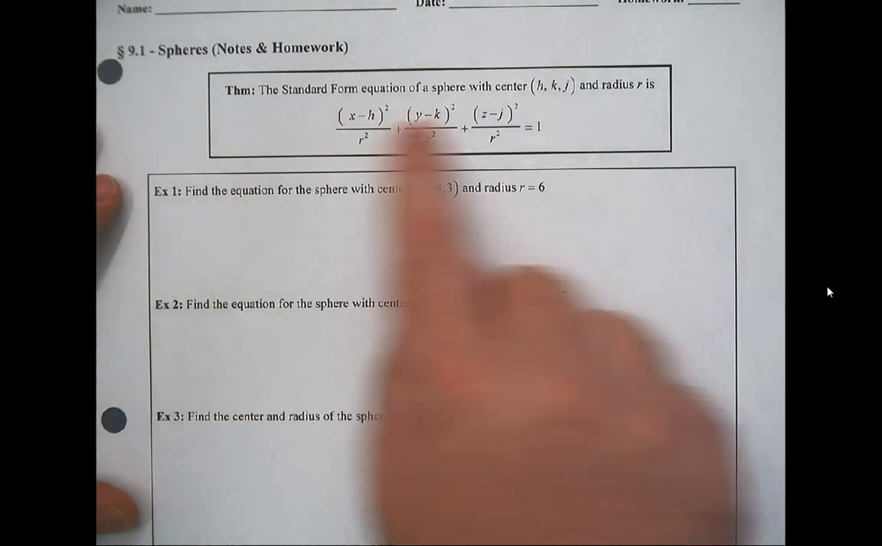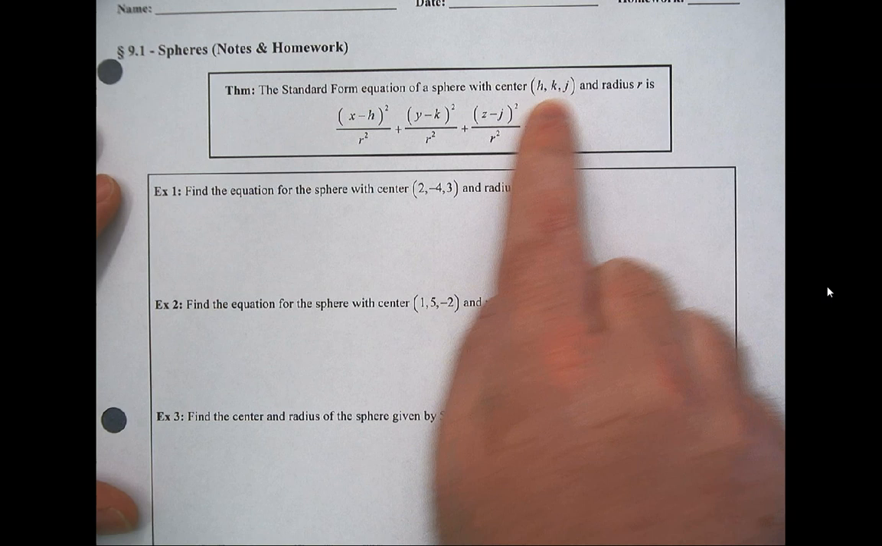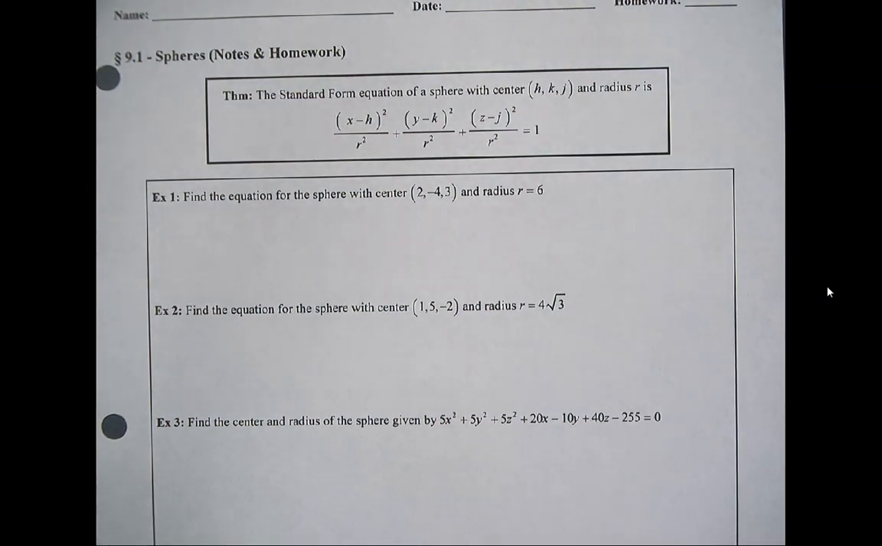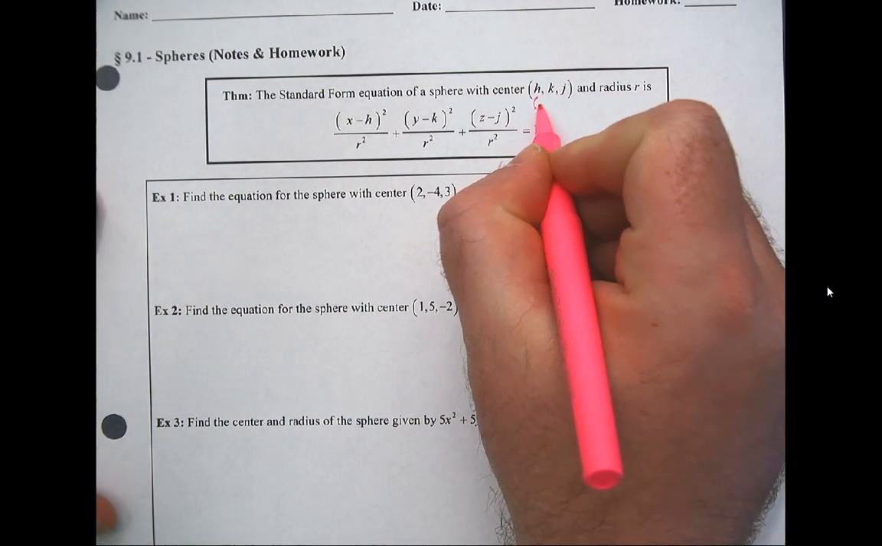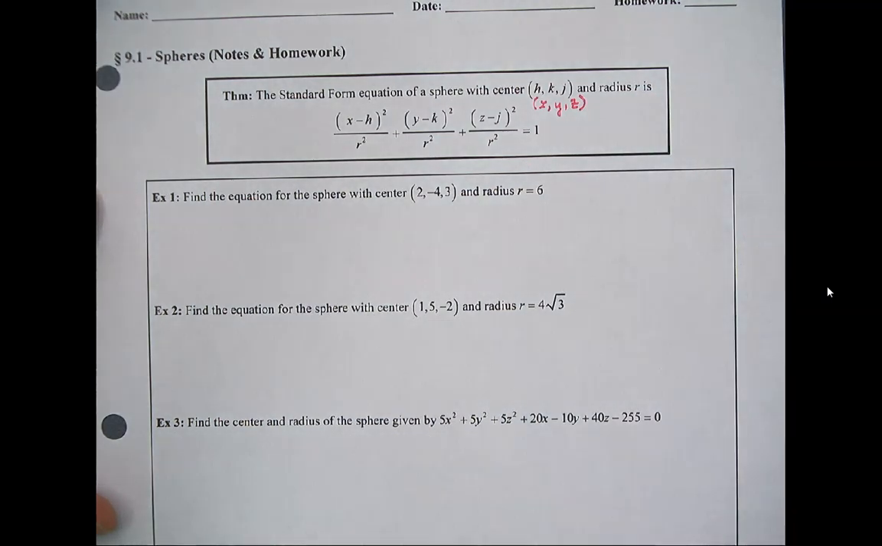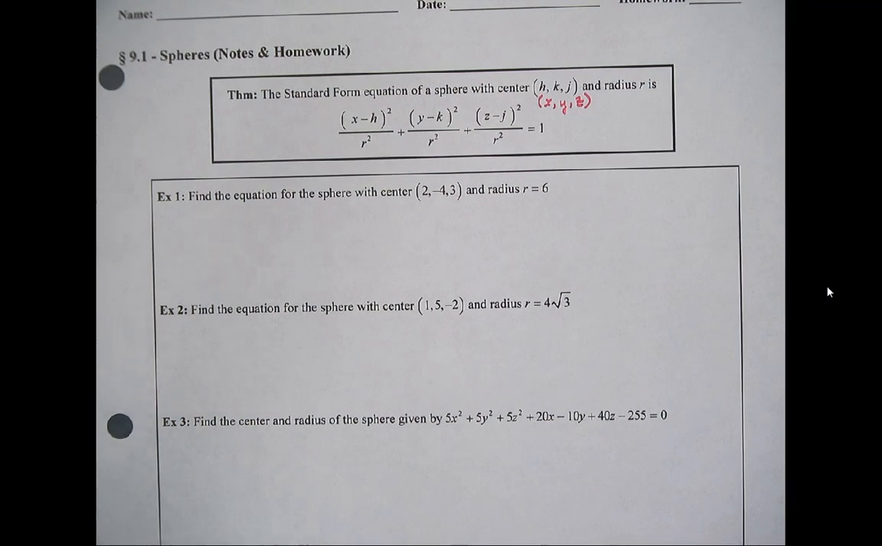So pretty straightforward. If our center is h, j, and k, let me kind of highlight that. In two-dimensional space, we have an x and a y. In three-dimensional space, we have an x, a y, and a z. So we now have a third dimension, a third direction that we can go.